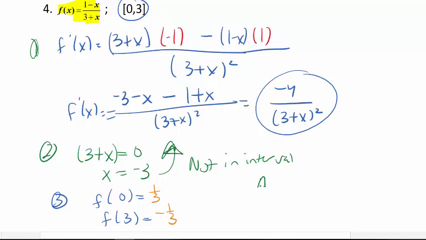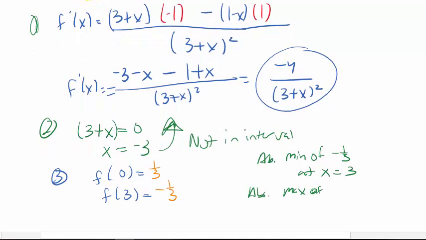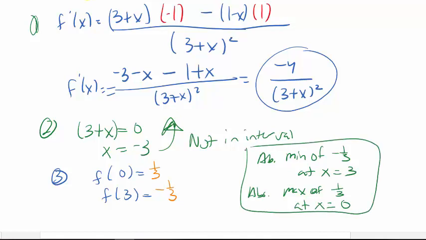So we have an absolute minimum of -1/3 at x equals 3. We have an absolute maximum of +1/3 at x equals 0. Key again is I couldn't use that piece because it did not fall in my actual interval. Please double check that you know what you're doing.